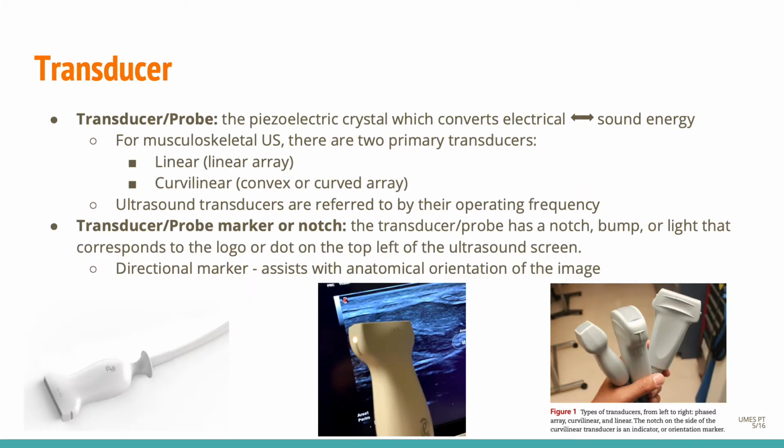We are now going to talk about transducers. Two important aspects to consider when establishing transducer positioning are the transducer marker and the incidence angle. So a transducer probe is the crystal which converts electrical to sound energy. For MSK ultrasound, there are two primary transducers, the linear array and the curvilinear, convex, or curved array. An ultrasound transducer is referred to by their operating frequency, and it will say it on the transducer usually.